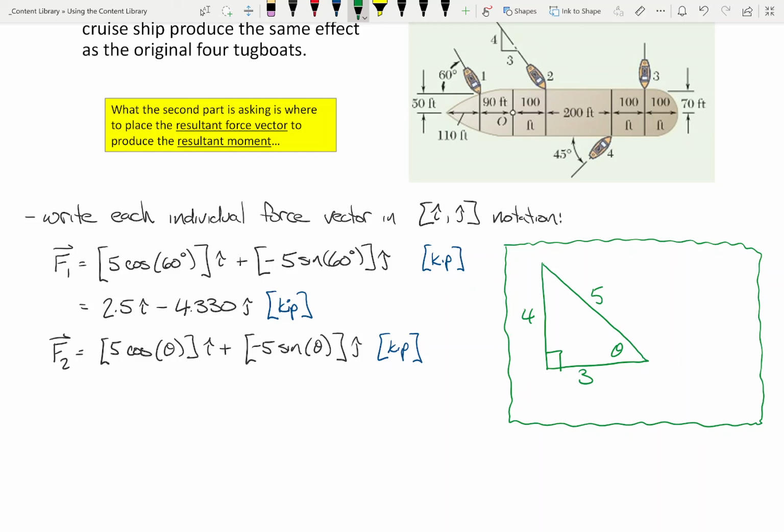Now, one way of doing this problem is to say, okay, Dr. Mike, tangent of theta is 4 over 3, so therefore theta is inverse tangent of 4 over 3, right? That's what you're telling me, right? Don't do that. Don't do that at all. Instead, we're going to go back to basics.